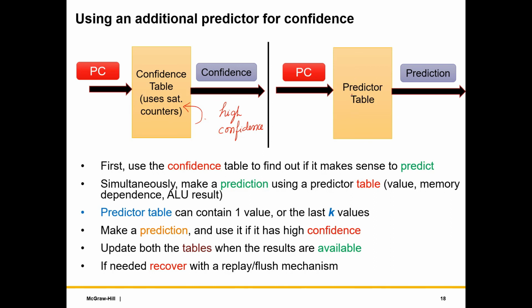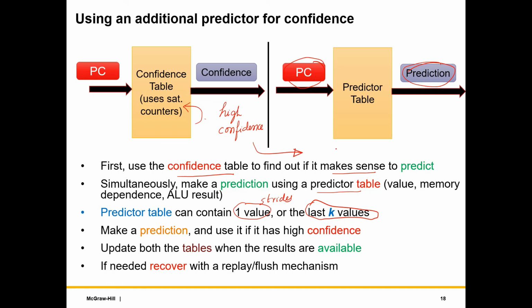And then of course we'll have a predictor table. As we have seen, we enter the PC, we get the prediction. So we first use the confidence table to find out if it makes sense to predict. Simultaneously we also predict. The predictor table can use a single value, can use strides. We can have complicated predictor tables that use the last k values and try to predict on the basis of that. So these things can be arbitrarily complicated. But the question is whether we should use the predicted value or not, and we can use the separate confidence predictor to actually tell us.